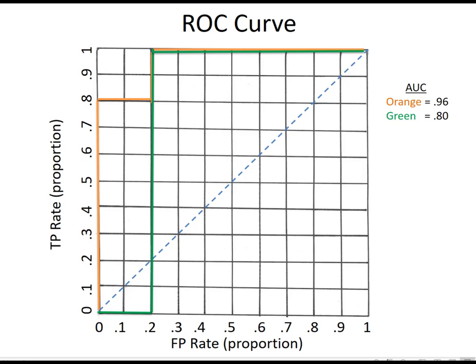Then if you look at the green classifier, the first 2 predictions it made were wrong. It thought they were true positives, but they were false positives. And so it moved to the right 2 positions, and then it found all of the true positives, and then all of the rest of the false positives. Now, if you look at this example, you can see there's a big difference in the area under the curve. The orange classifier has a 0.96, and the green classifier has a 0.8. So you can see that there's a big difference between 0.96 and 0.8 in terms of what's under the curve.